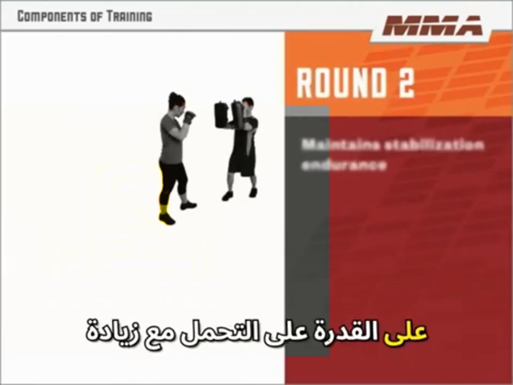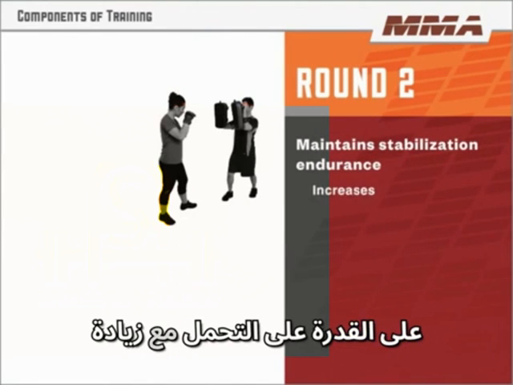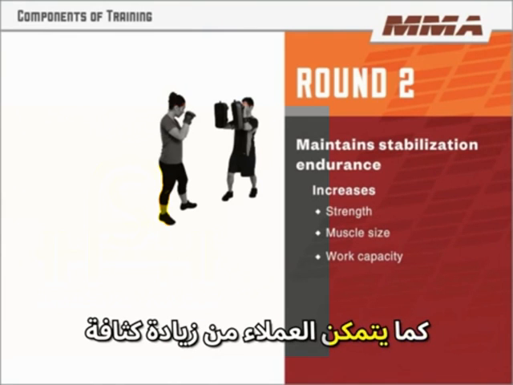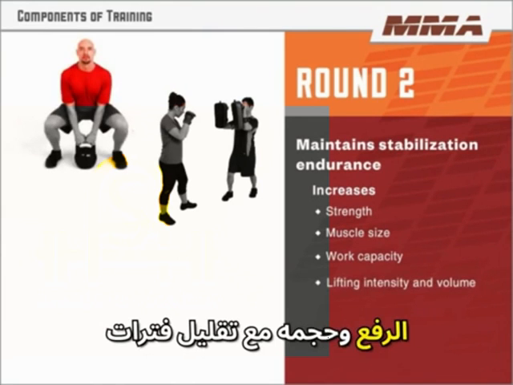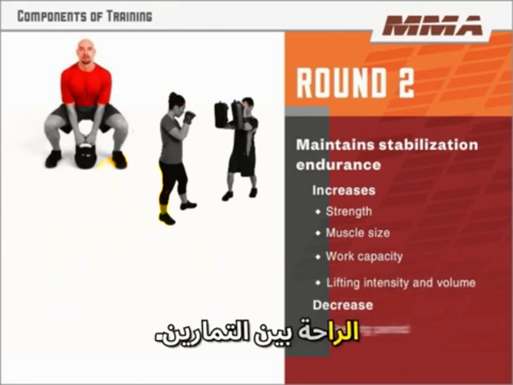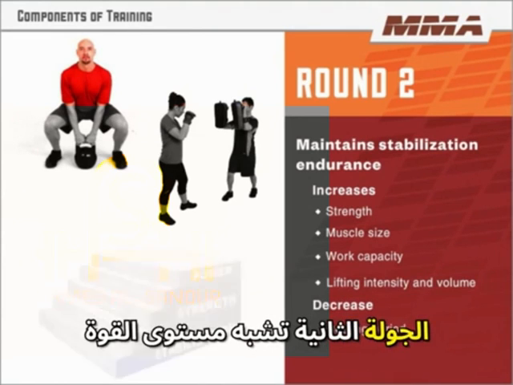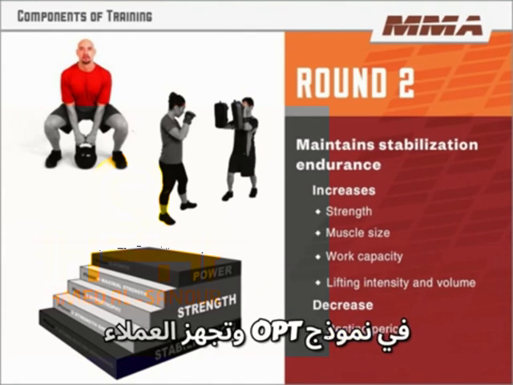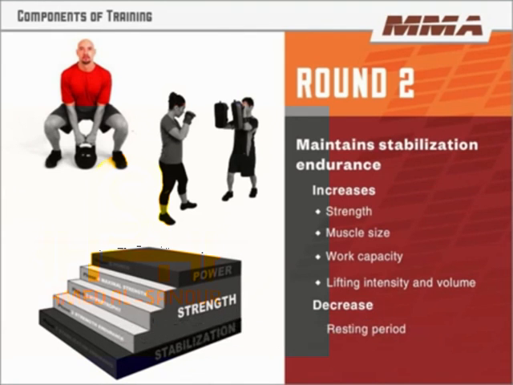Round 2 maintains stabilization endurance while also increasing strength, muscle size, and work capacity. Also, clients are able to increase lifting intensity and volume, while decreasing rest periods between exercises. Round 2 is similar to the strength level of the OPT model and prepares clients for Round 3 training.